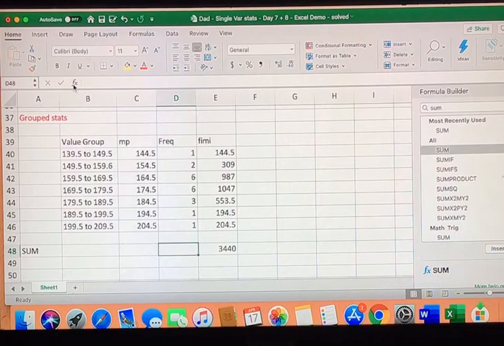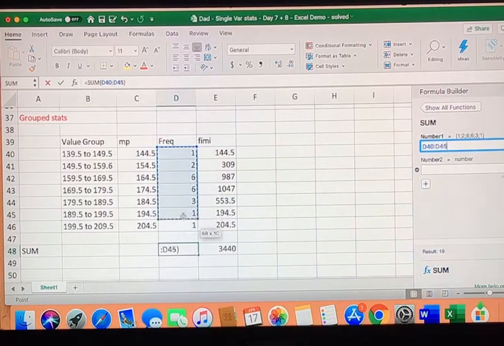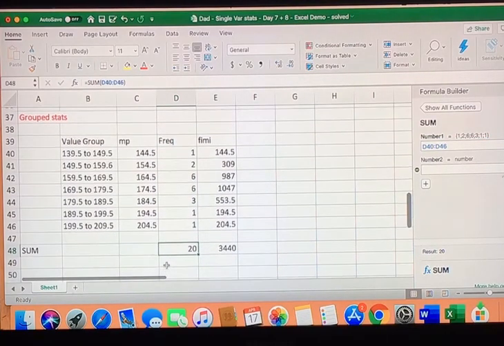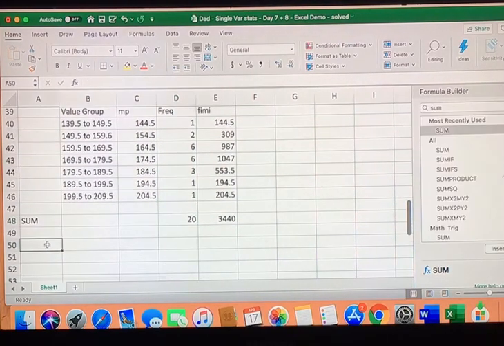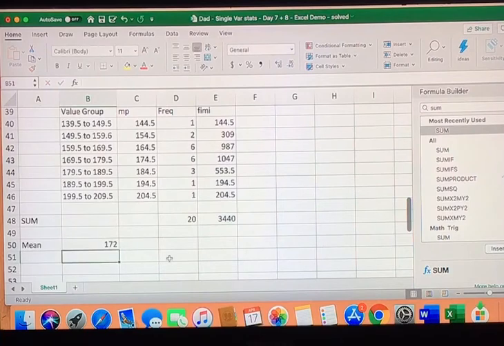So again, I choose sum, insert the function, and take it for the data set that I'm dealing with here, and then I'm done. Now if I want to do the mean, I type in the mean here and use my summations. So I go equals, the summation of fi mi, 3440, divided by the summation of the frequency, which is 20. That gives me my mean, 172, and that's my group mean.